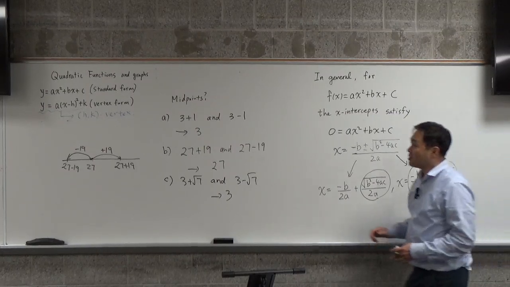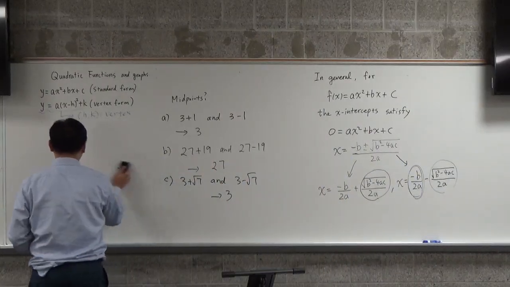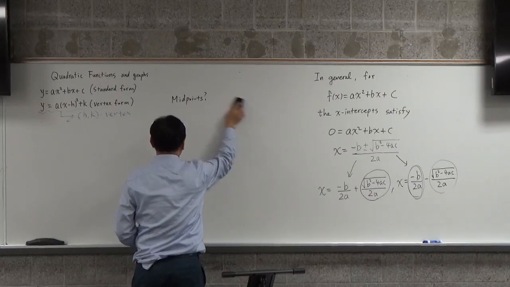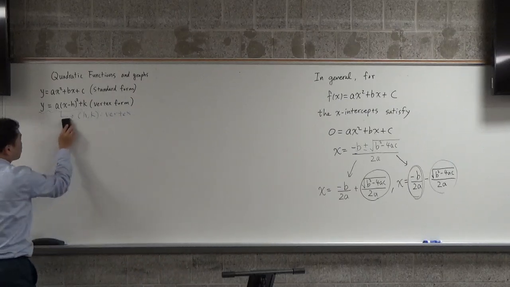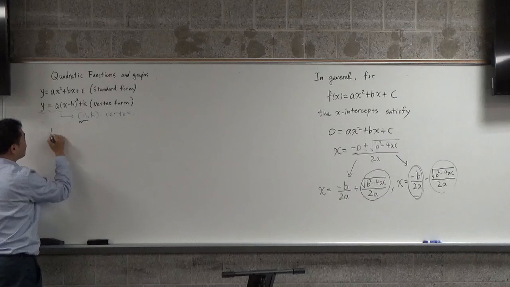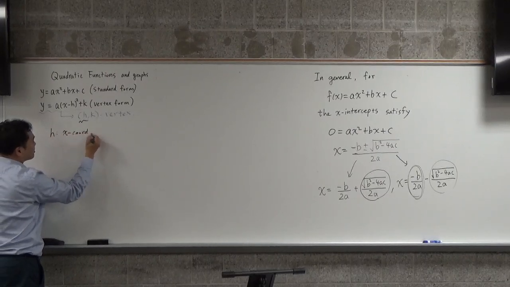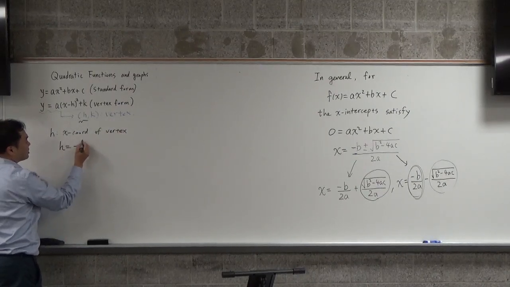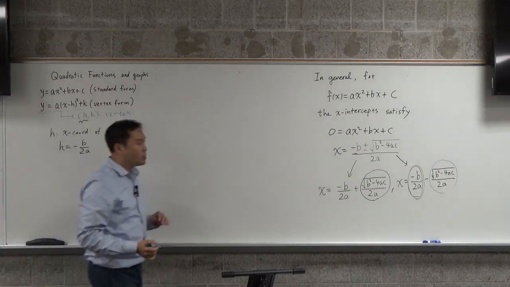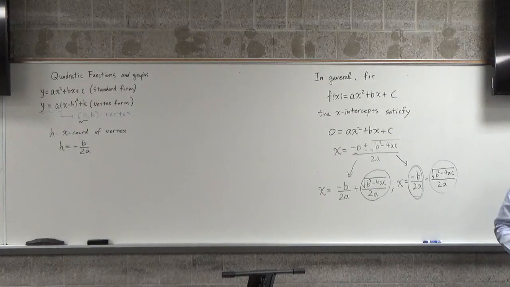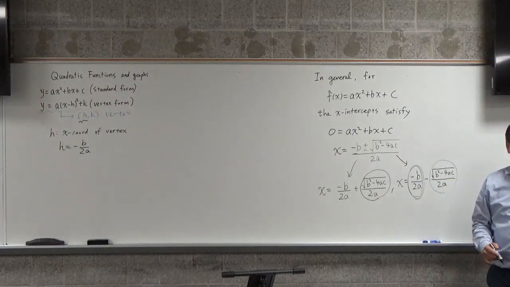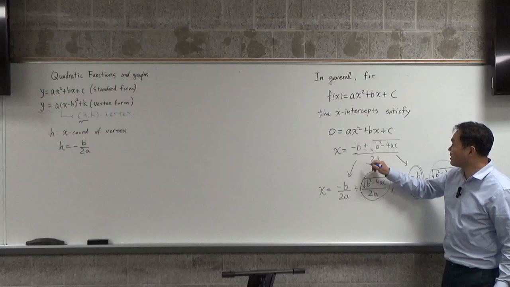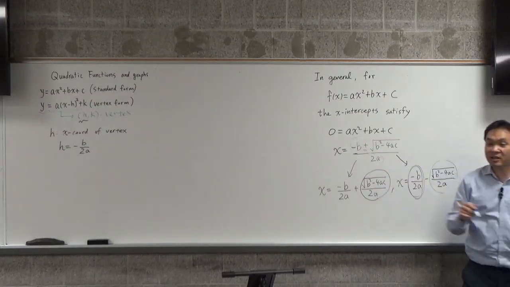Okay? So, here's a nice conclusion to the discussion we just had, which is that h, the x-coordinate of the vertex, has the formula h equals negative b over 2a. Now, where does this formula come from? It comes from the quadratic formula. It's basically taking the quadratic formula and ignoring the square root part, only taking this much. That's where negative b over 2a comes from.